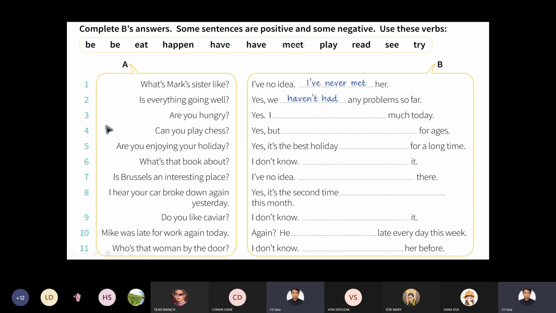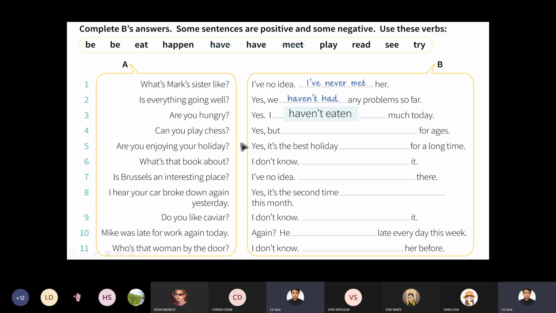Now let's do number 3 and number 4 together as an example. Number 3, are you hungry? Yes, I, not much today. Which one do you put? I haven't eaten. I haven't eaten much today. Wow, very good. Okay, how about number 4?